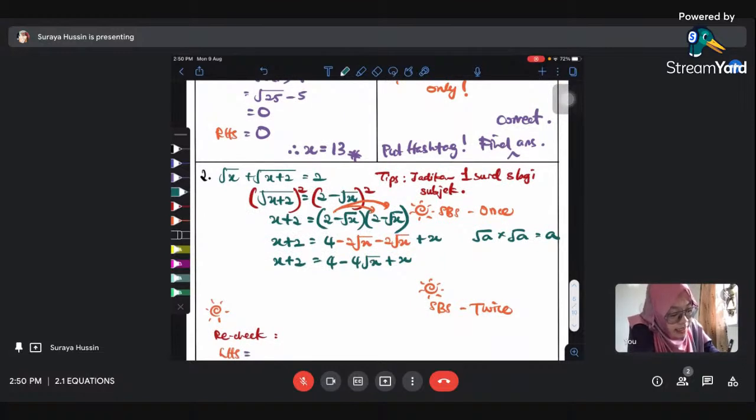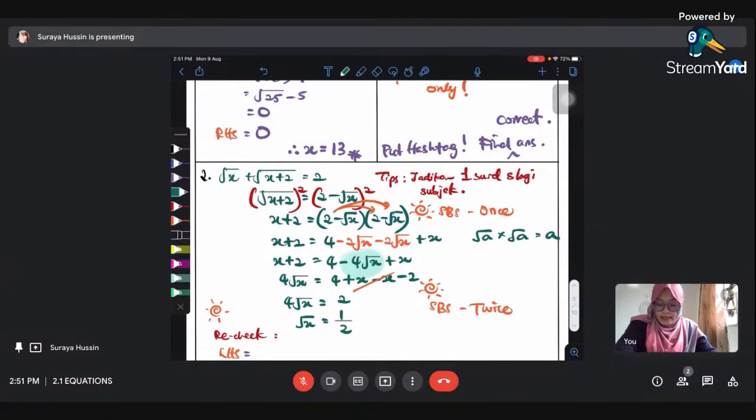Jadikan yang ada square root sebagai subjek. Jadikan dia sebagai subjek, so I bring it into positive part. Saya bring it to the left supaya dia jadi positive. And here you get 4 plus x minus 2. It means you will get 4 minus 2, which is 2. Yang ni hilang lah. 4 minus 2 is 2. And here square root x is 1 over 2.